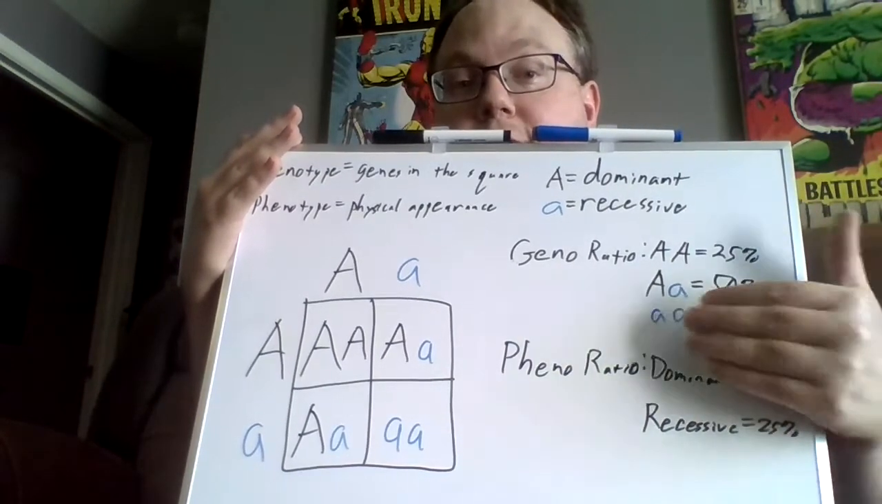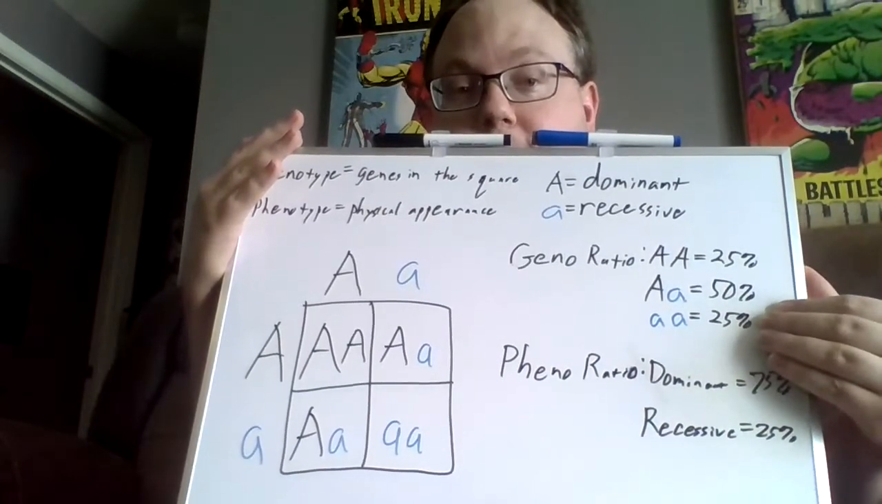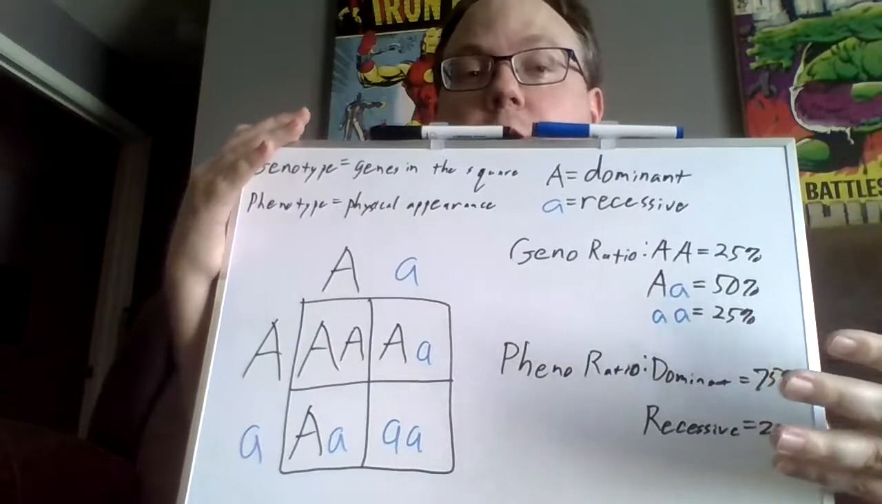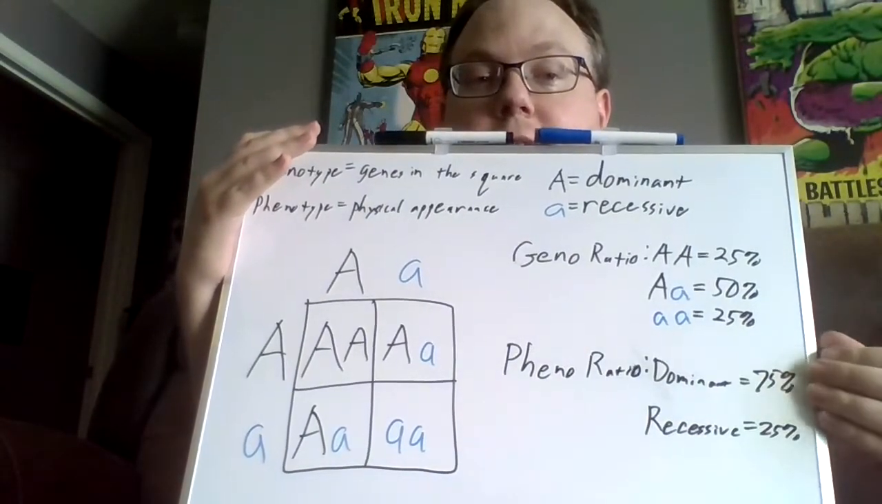Meanwhile, down here at the bottom, I have two little a's, so neither one of those is overshadowing the other, meaning it's going to show the recessive trait. So in this case, my phenotypic ratio of my dominant trait here is 75%.